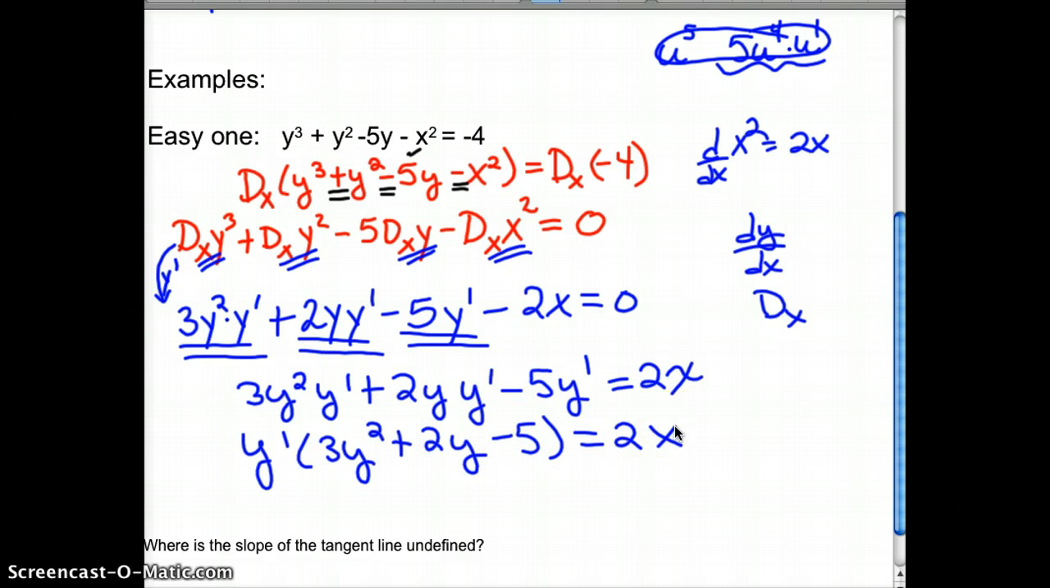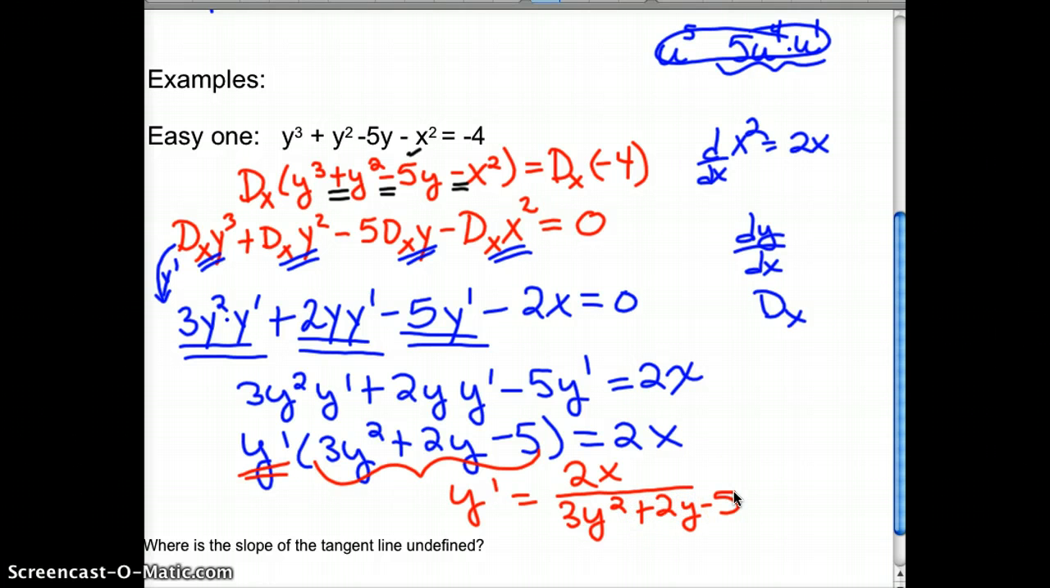And solve. So if I'm going to solve this for y prime, all I need to do now is divide both sides by this. So I'd have y prime is equal to 2x over 3y squared plus 2y minus 5. And this is my equation that'll give me the derivative or the slope of the tangent line at any point on the curve.